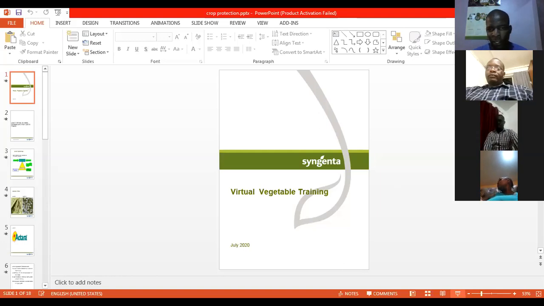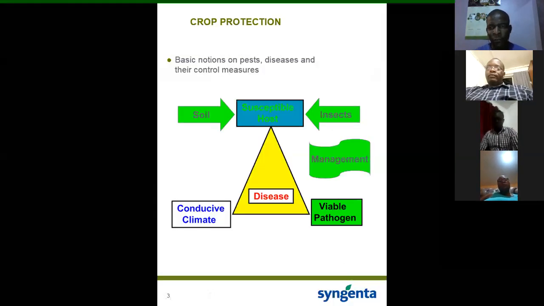I said, in order for a disease to occur, there should be a plant itself, there should be a conducive environment, and there should be a pathogen. When these three things are in one place, a disease will occur. So what we do in crop protection is to make it hard for a disease to occur. We disturb the conducive environment for a disease to occur.